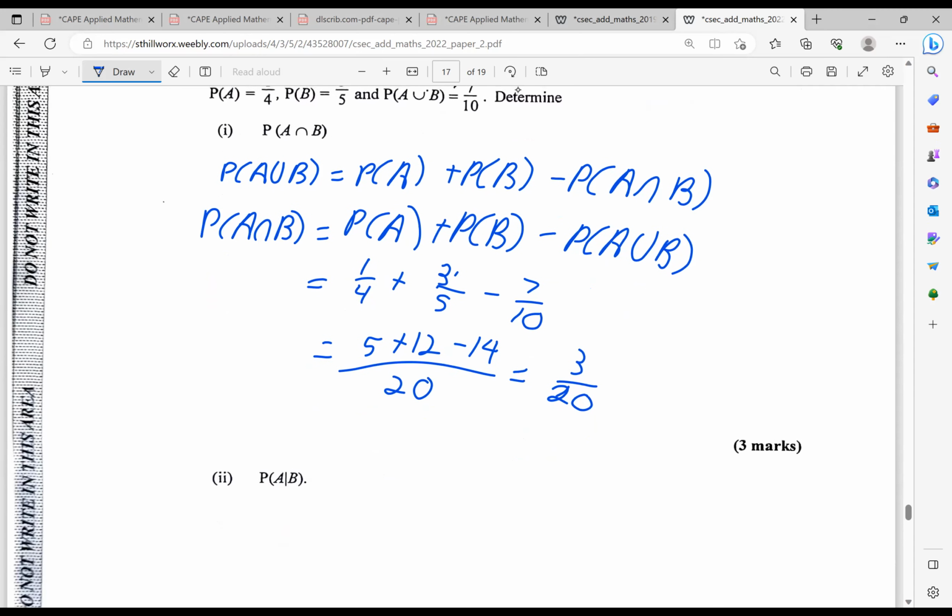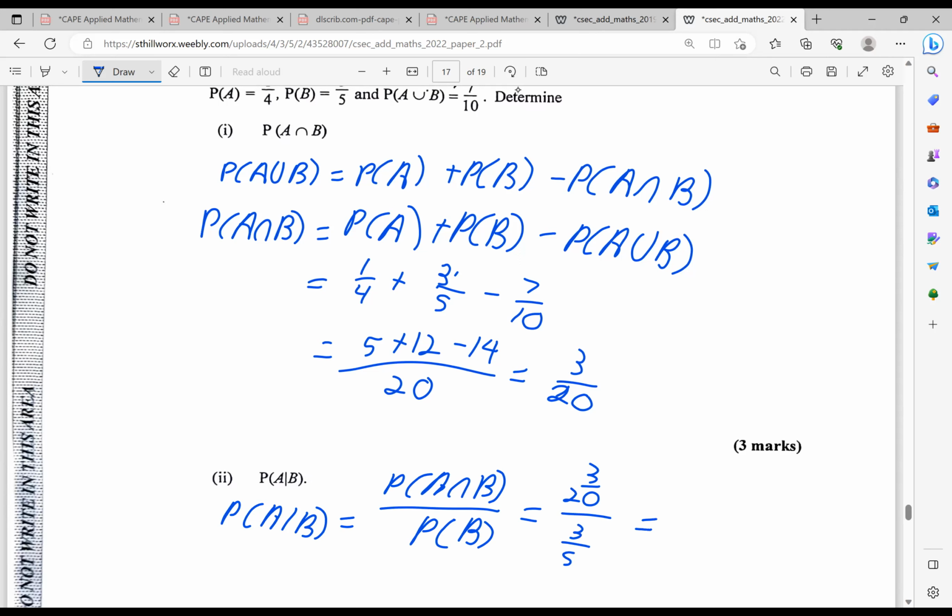The next part, probability of A given B. Remember, it is the probability of A intersect B. The denominator is the last letter. So if it was B given A, then it would be divided by A. So that is 3 over 20 over the probability of B, 3 over 5, multiplied by 5 over 3, and we get a quarter.